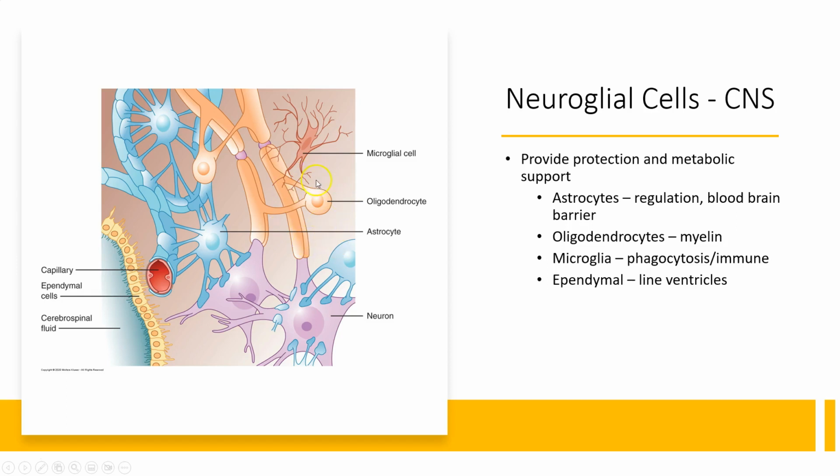The oligodendrocytes help protect the nerves by providing that myelin sheath that wraps around the axons of the nerves in the central nervous system. Our central nervous system also has a resident immune cell called the microglia. These cells have phagocytic properties much like a macrophage. And then finally, we have the ependymal cells. These cells you can see here on the left of this picture line the ventricles that houses the cerebrospinal fluid.